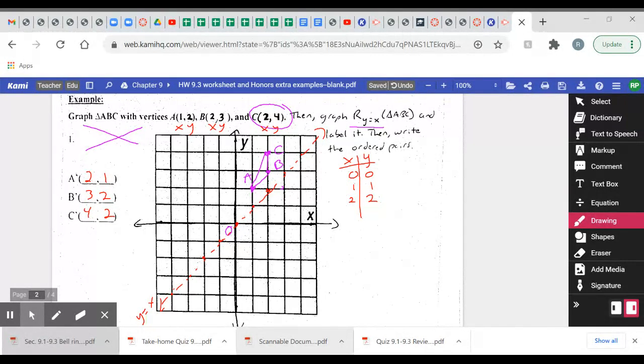Okay, the signs aren't changing because in my equation over here, y is equal to x. And so I don't need to make an adjustment on those at all. So now if I go ahead and plot these points, I'll switch color to blue. Then I can go 2, 1 for my A prime. I can go 3, 2 for my B prime.